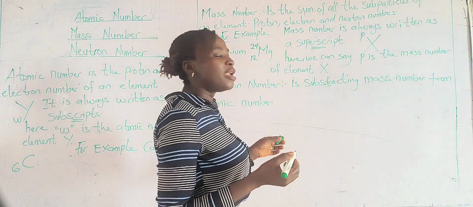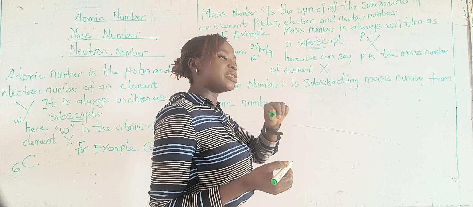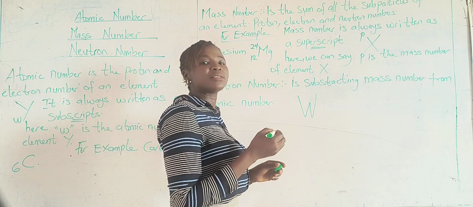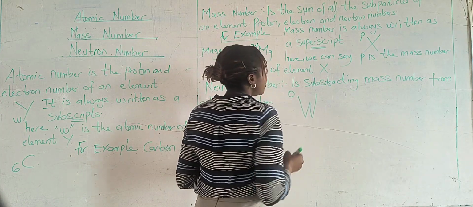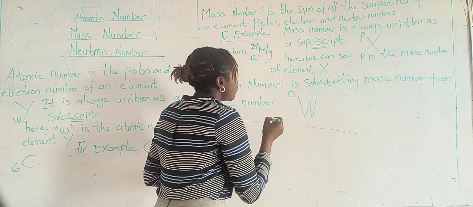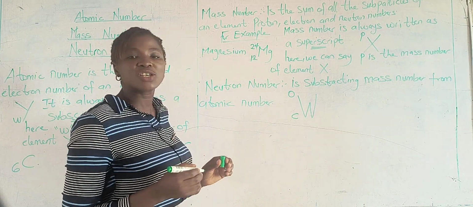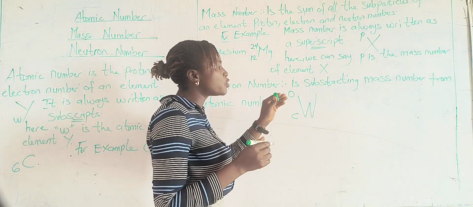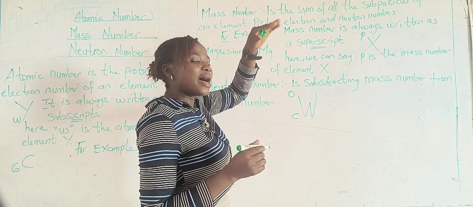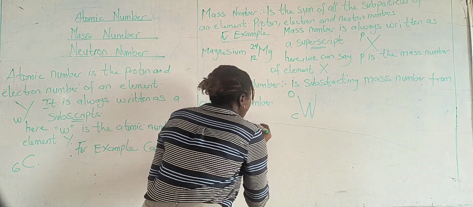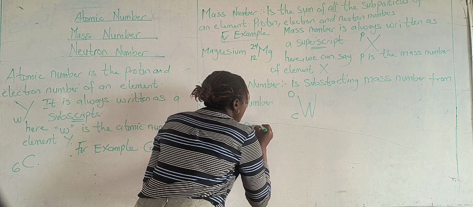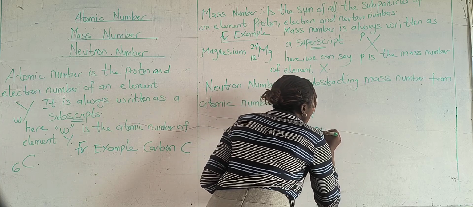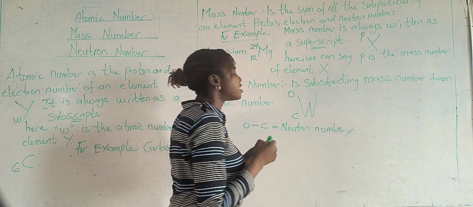For example, let's say we're having another element, let's use W. Our element W is having the mass number of O and the atomic number of C. So now they ask us to derive the neutron number. How do we do this? We're going to take away. Remember, mass number is written on top, atomic number is written down. O minus C will give us our neutron number.